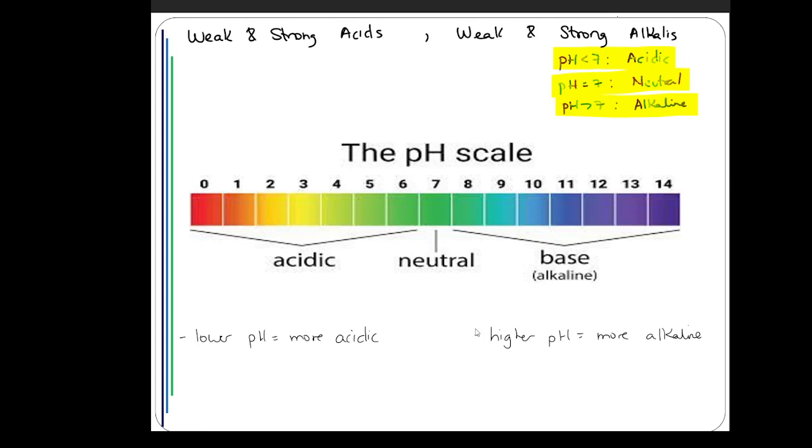We are going to take the terms weak and strong and apply it to what we meant when we said more or less acidic and more or less alkaline. That means I should be able to look at a pH scale and, knowing the pH of a solution, be able to classify that solution as either a weak or strong acid or a weak or strong alkali.